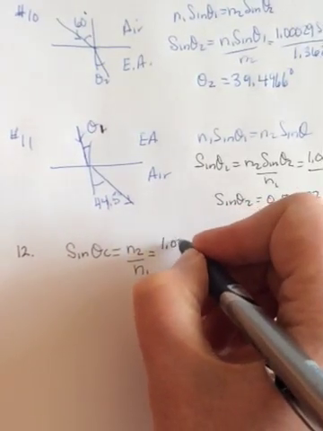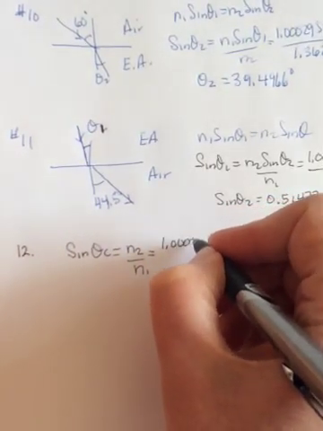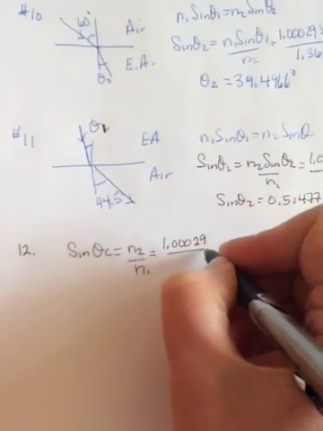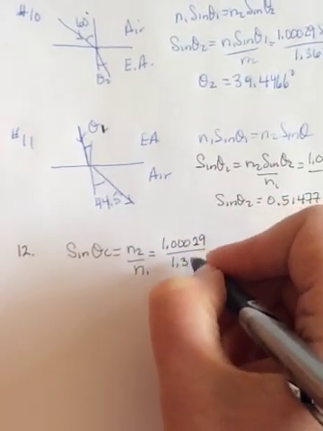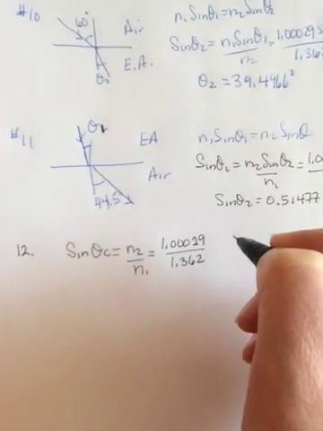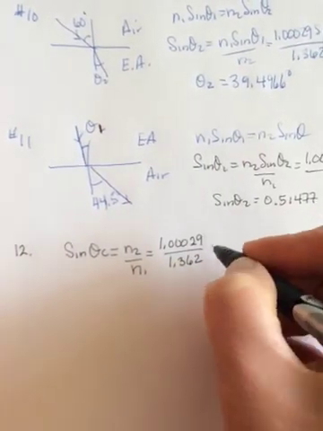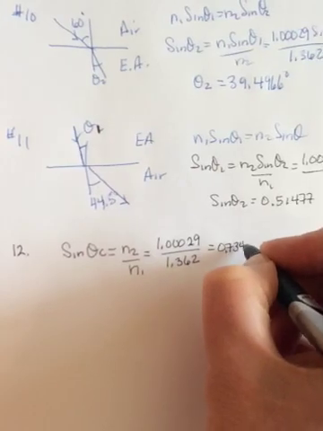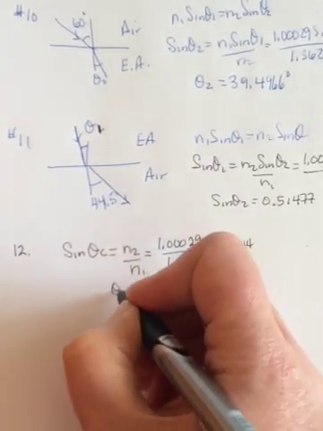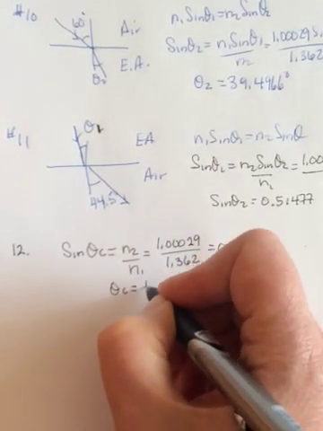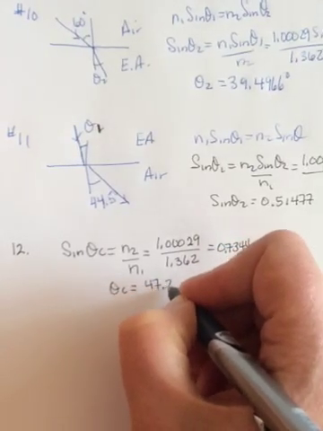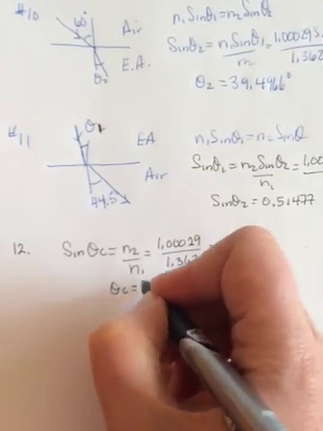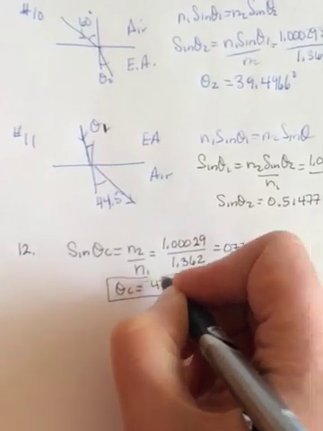So N2 is air, 1.00029, and ethyl alcohol, we know, is 1.362. And this gives you 0.7344 for sine theta. Do the inverse sine and get 47.259 degrees for the critical angle.